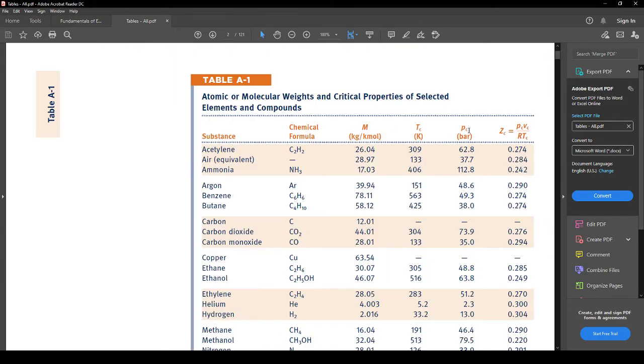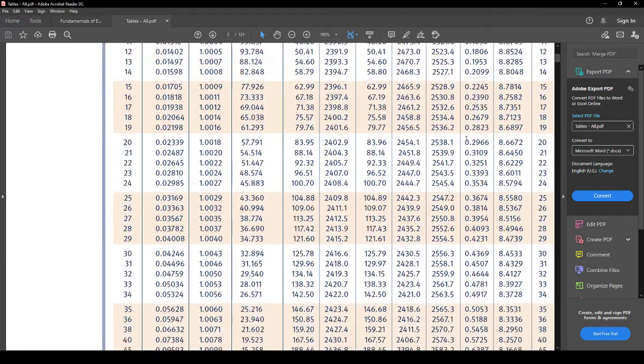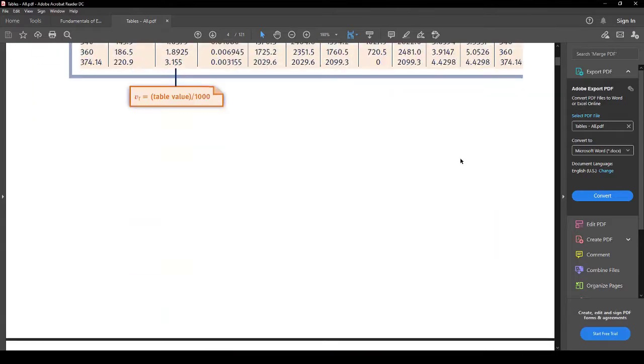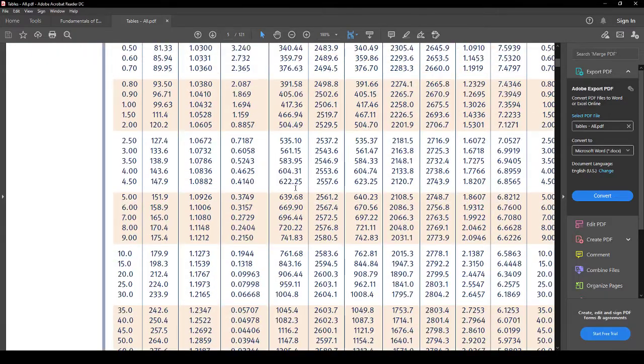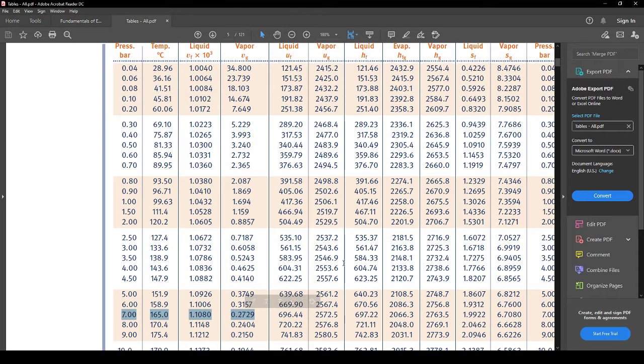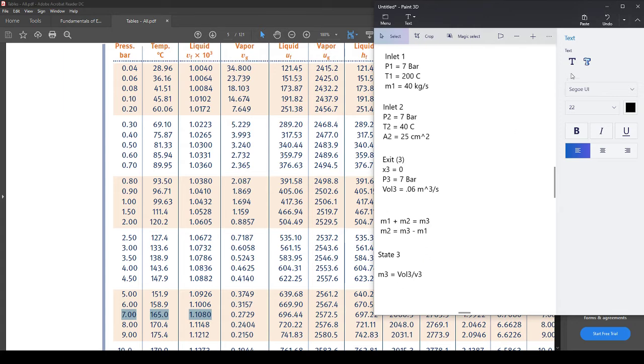So I'm going to go ahead and go to this really fast, and we will look at this. We go look at the tables, and we go to 7 bar, which is right here, and we slide across to the specific volume of liquid, because we are saturated liquid, so the specific volume is 0.001108. So I will write that out.